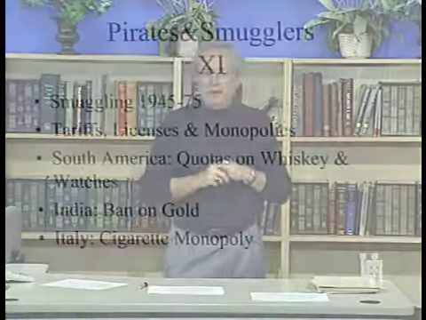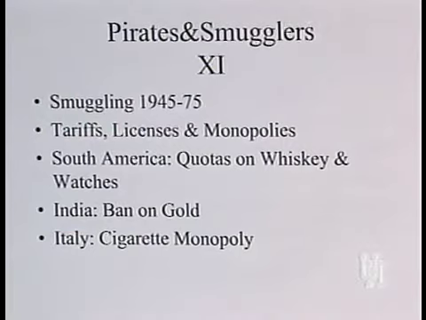First of all, in looking at smuggling from 1945 to 1975, when we talked about this period last week, I specifically pointed to these efforts at import substitution industrialization and how administrations throughout the Third World, the newly decolonized world, were using various devices such as tariffs, licensing of certain products. In other words, you had to have a license to import certain products, and also creating either state-run monopolies in certain products or allowing certain private enterprises to essentially create monopolies in certain industrial areas.